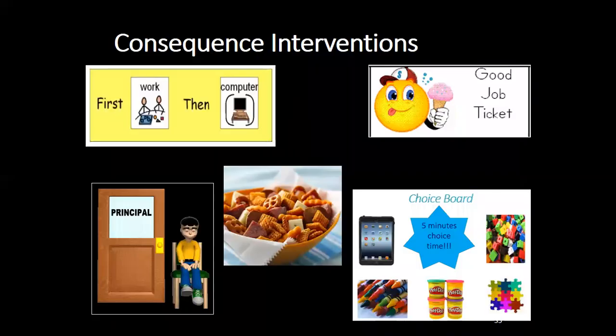Other consequence interventions include my favorite, edibles. You might use a snack as documented in the BIP. What about a first-then board? Pairing that non-preferred activity with the preferred activity, or using the Premack principle or grandmother's rule.